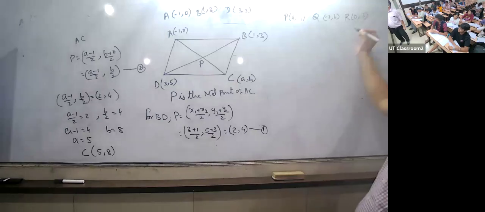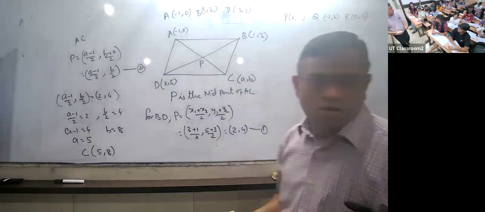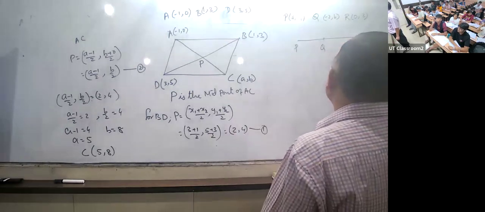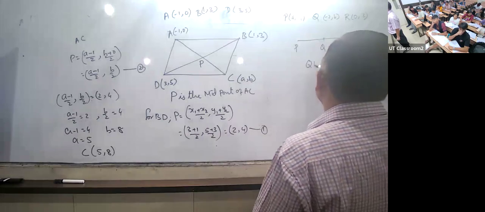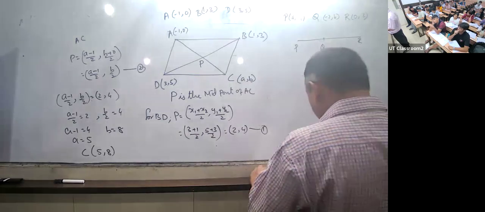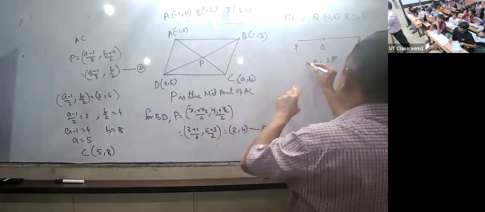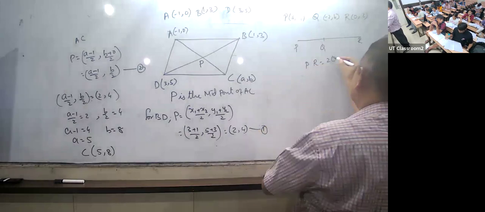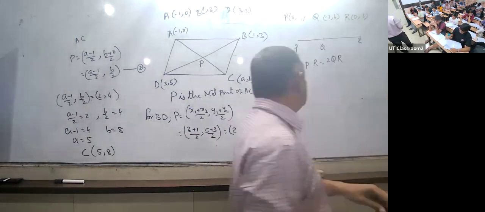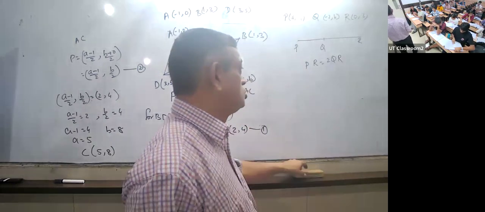The points are a comma minus 4, minus 2b comma 0, and 2 are collinear. If Q lies between P and R such that PR is equal to 2QR. Q lies between P and R. So we need PR is equal to 2QR.